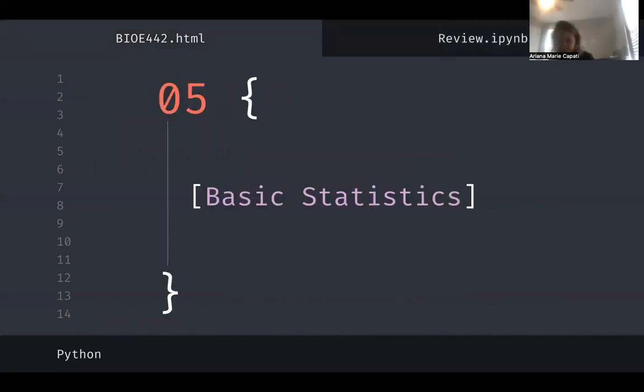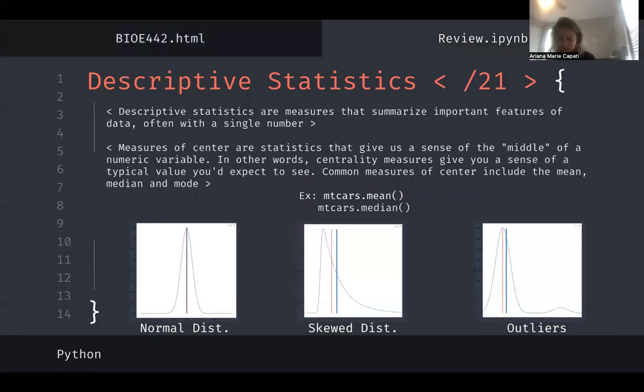Section 5. This section covers the fundamentals of basic statistics and how to calculate them in Python. Descriptive statistics. Section 21.